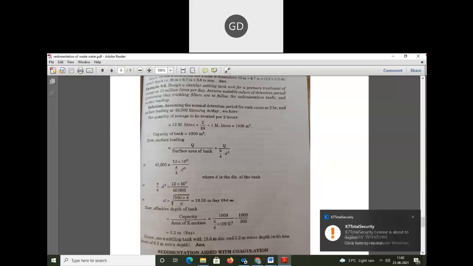So here, after solving all these values, because surface loading value we already have, we have assumed it as 40,000 liters per square meter per day. So 40,000 is equal to this Q, which we also have in the question. It is your 12 million liters, so we have 12 into 10 to the power 6, since it is a million, divided by pi by 4 d square. From this equation, you find the d, that is your diameter of the tank. After solving, they have got the diameter of the tank to be 19.6 meter.